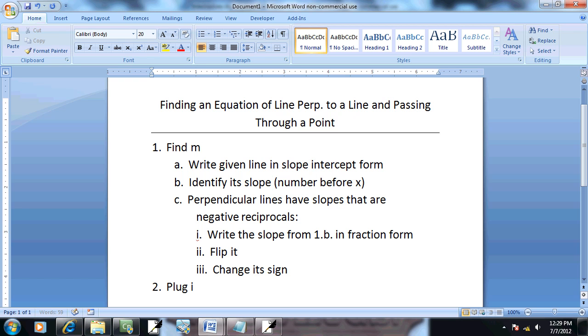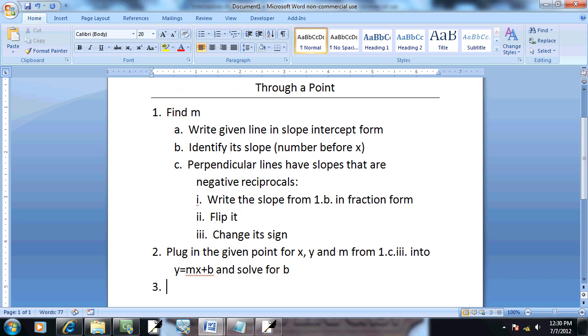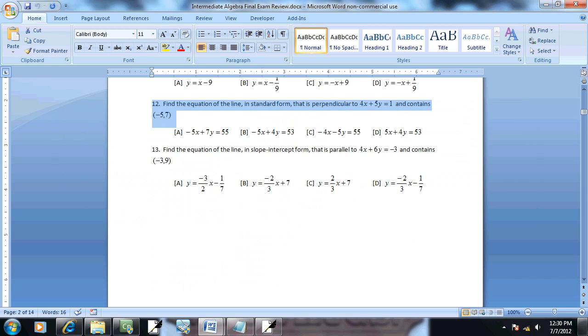Step 2. Plug in the given point for x and y, and m from 1c into y equals mx plus b, and solve for b. And then step 3, write your answer. Well, let's see how these steps go.